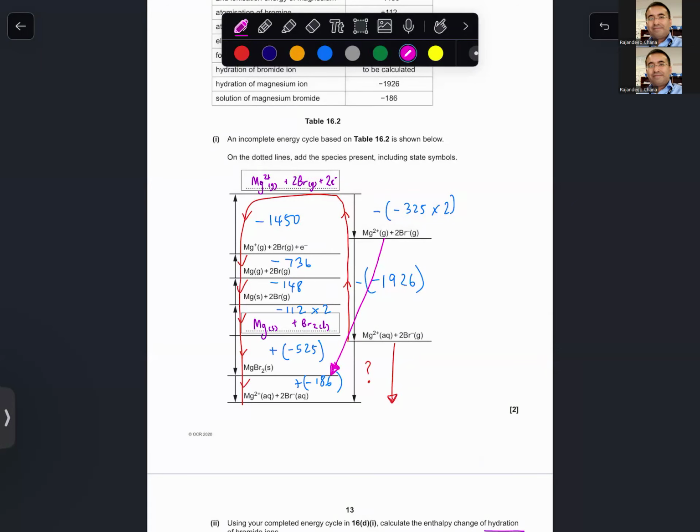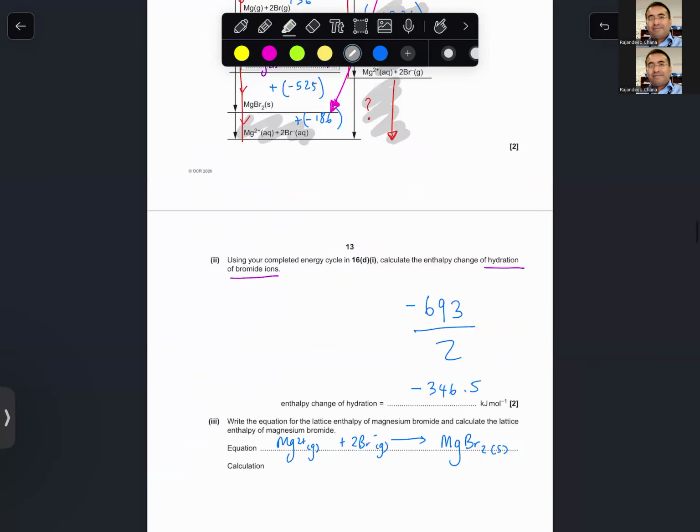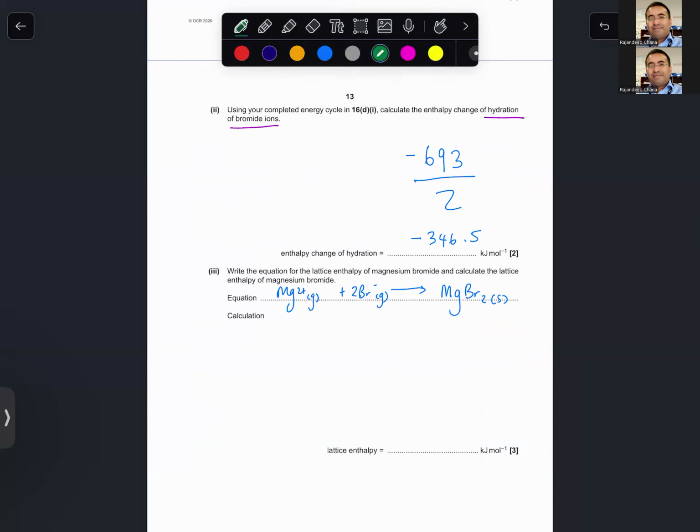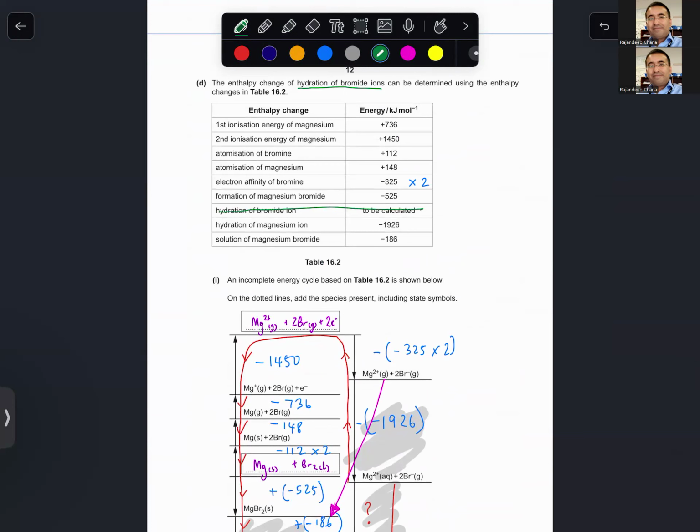So by doing that, we're going to bypass, we're not going to use the hydration enthalpy, and we're not going to use the solution. We've done this before as well. The lattice enthalpy is equal to the enthalpy change of formation minus everything else. So let's just cross out these, we don't need these. And we've done our electron affinity for bromine. And we need the atomization of bromine also to be multiplied by 2. And it's going to be enthalpy change of formation, so it'll be that value minus everything else.